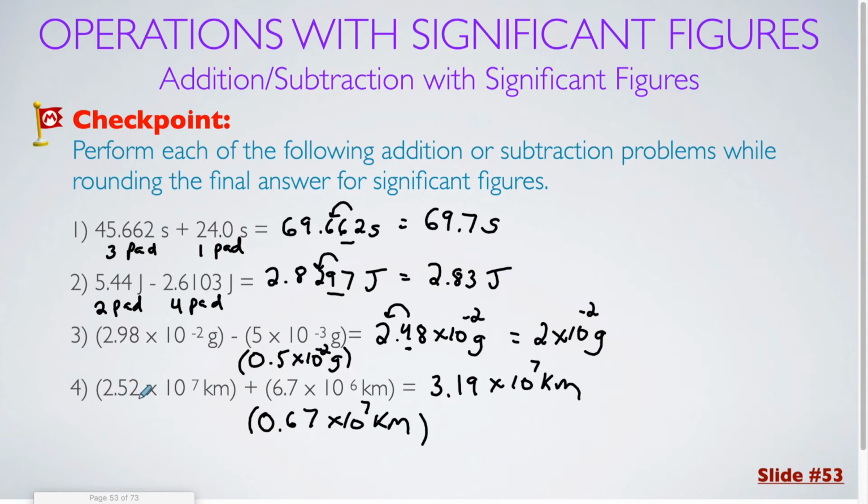My original values, I had 2 after the decimal or 1 after the decimal. So I can only keep 1. This is the place I'm keeping, so let's look one spot to the right. That 9 is enough to round up the 1. So 3.2 times 10 to the 7th power kilometers. So that is how we are going to be rounding for addition and subtraction with sig figs.